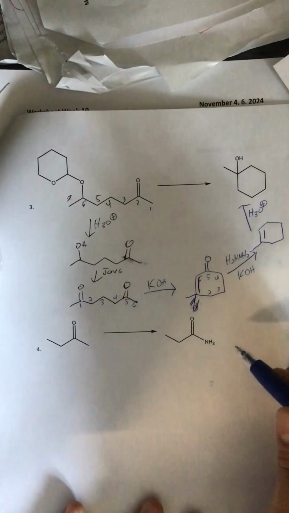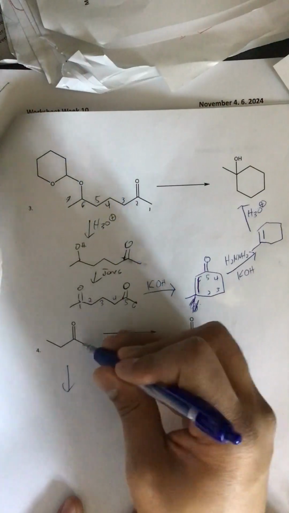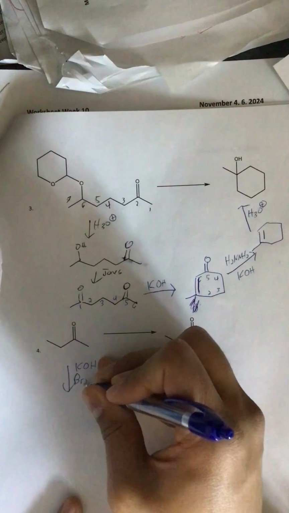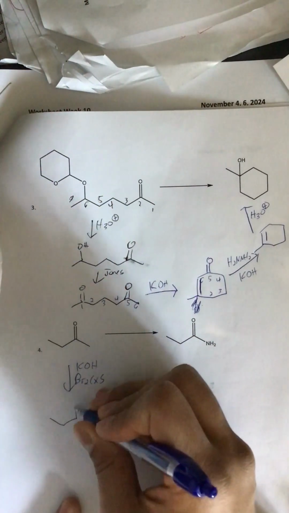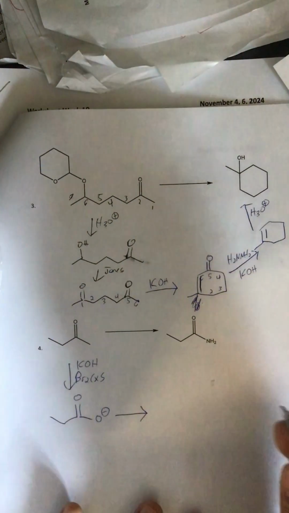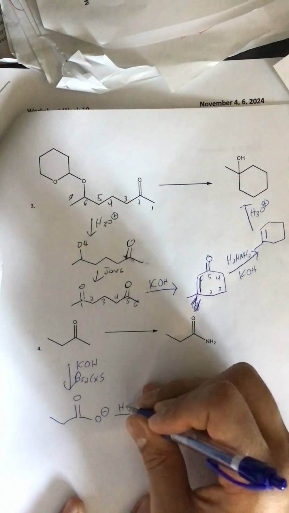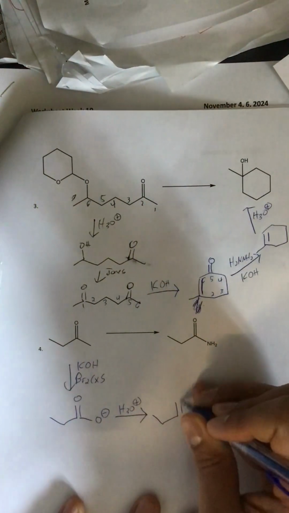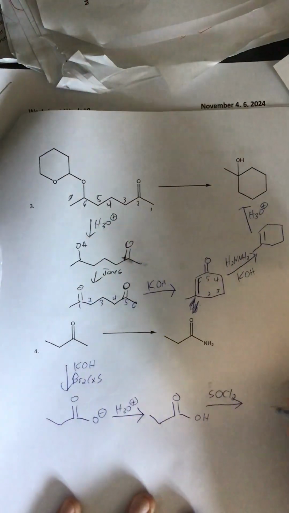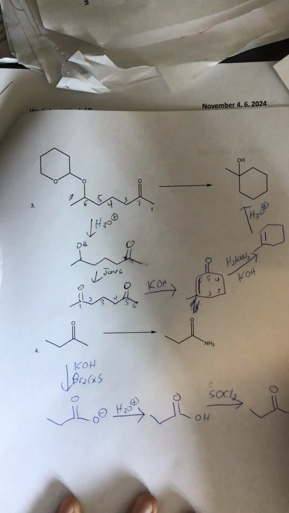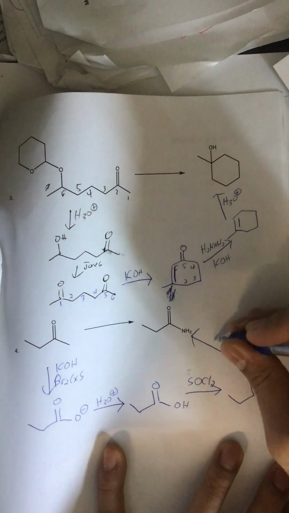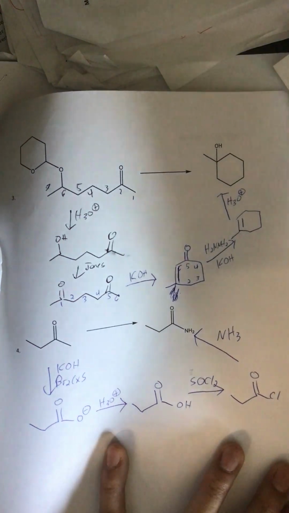All right, now I want to go from this to this. So the first thing I see is I have to cut off a carbon. And so the way I'm going to do that is I'm going to use KOH, excess Br2. And I'll get to this. Now I can use H3O plus to protonate it. And then SOCl2, because this is the way you get into any carboxylic acid derivative, to make the acid chloride. And I can just add NH3, and I'll get there. And that's it for this video.